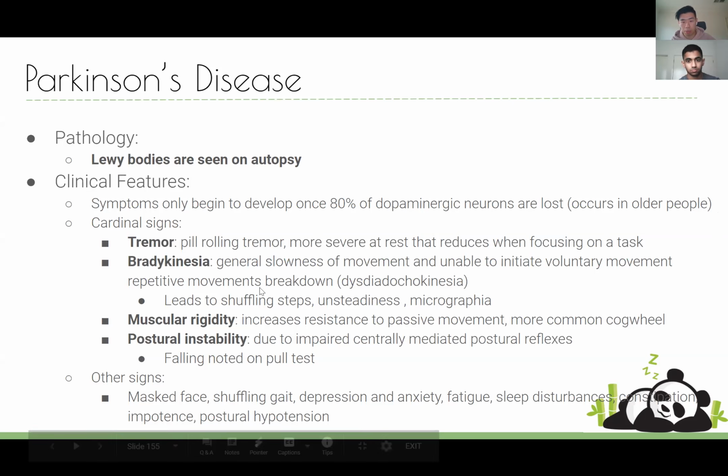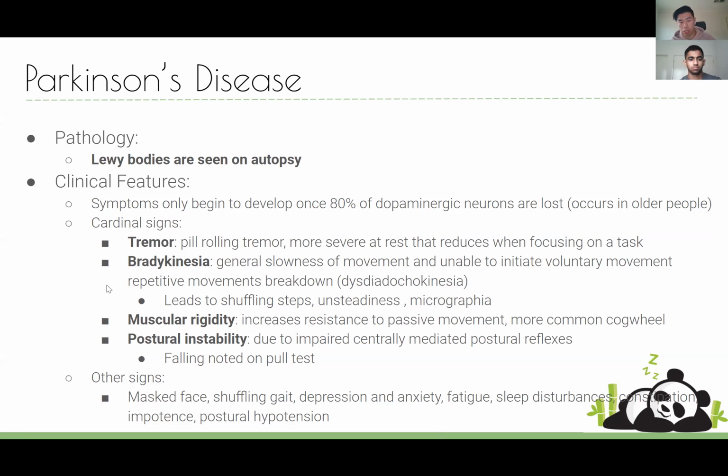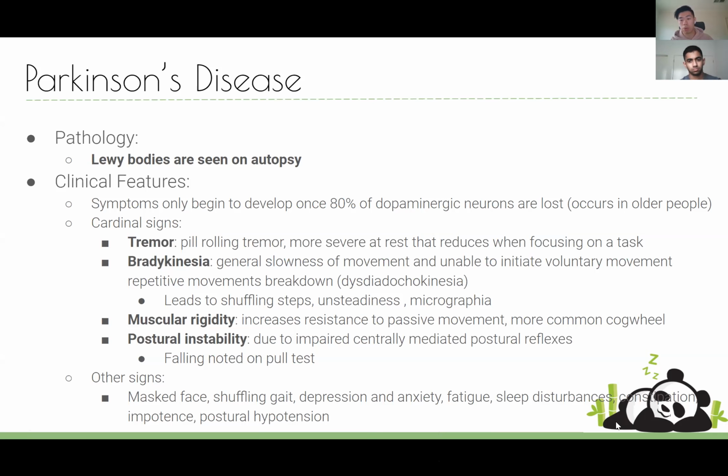Again, this is your classic symptom set, so your TRAP really. I've organized it in a weird way, but tremor, rigidity, akinesia, and postural instability. There are other signs that are important. So your masked faces, your shuffling gait. They have difficulties turning around. They have difficulty starting and stopping actions, which is why they have a shuffling gait. They have a reduced mood, so depression, anxiety, as well as other factors, such as constipation. But things are basically slowed.